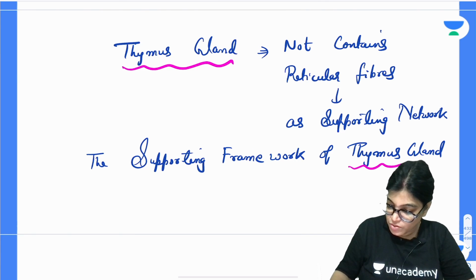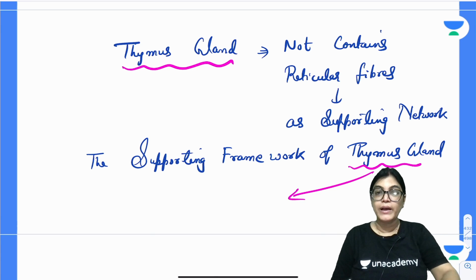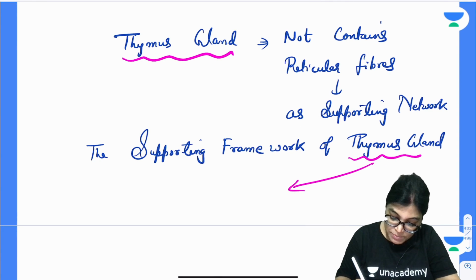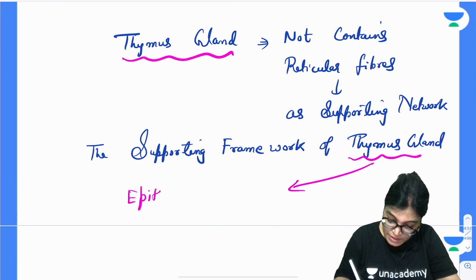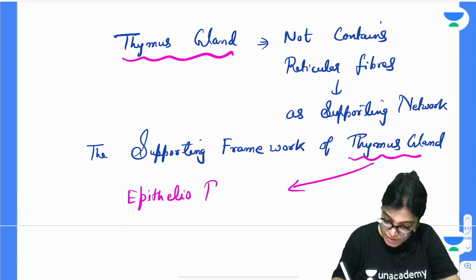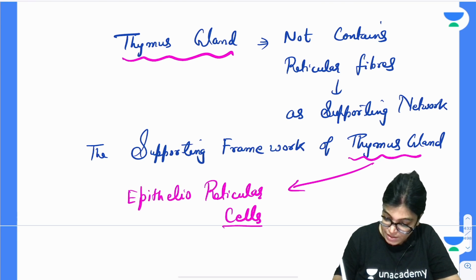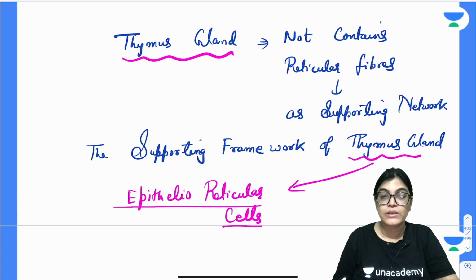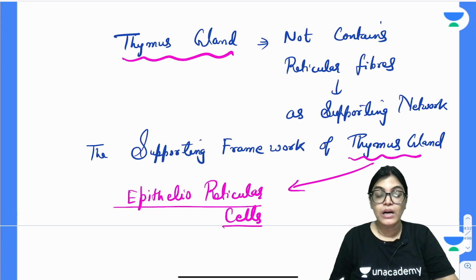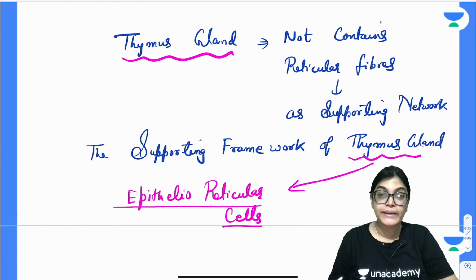The supporting framework of the thymus gland is formed by which structure? Epithelio-reticular cells. Another important function of epithelio-reticular cells is that they also lead to the formation of the blood thymic barrier.